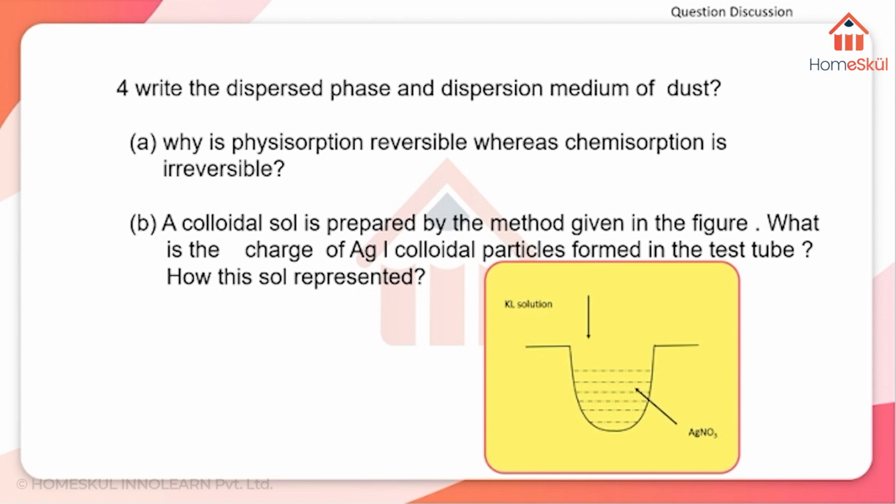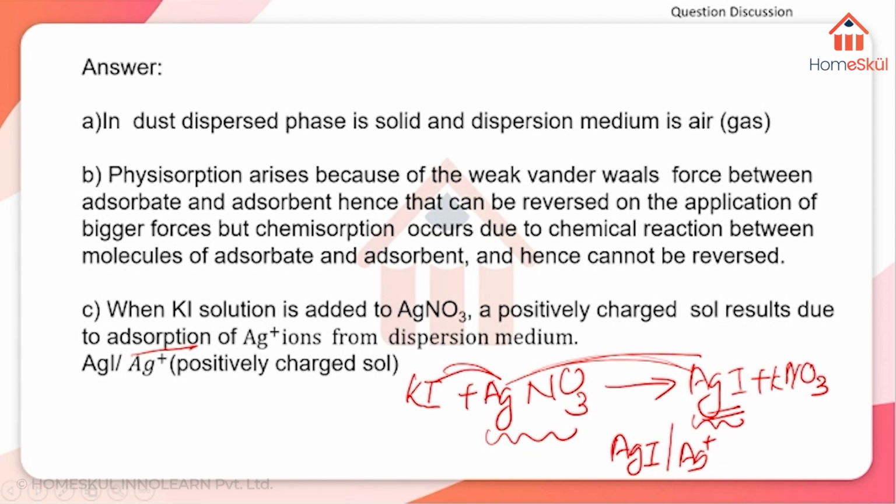Why is physisorption reversible whereas chemisorption is irreversible? Why is physisorption reversible? Because the physisorption arises because of the weak van der Waals forces between the dispersed phase and the dispersion medium. That is given here. Physisorption arises because of the weak van der Waals force between the adsorbate and the adsorbent. Hence, that can be reversed on the application of bigger forces. But chemisorption occurs due to chemical reaction between two molecules. So we cannot reverse it. That's it. Now, let us, okay, Sangeeta ma'am, let us move on to the next question.